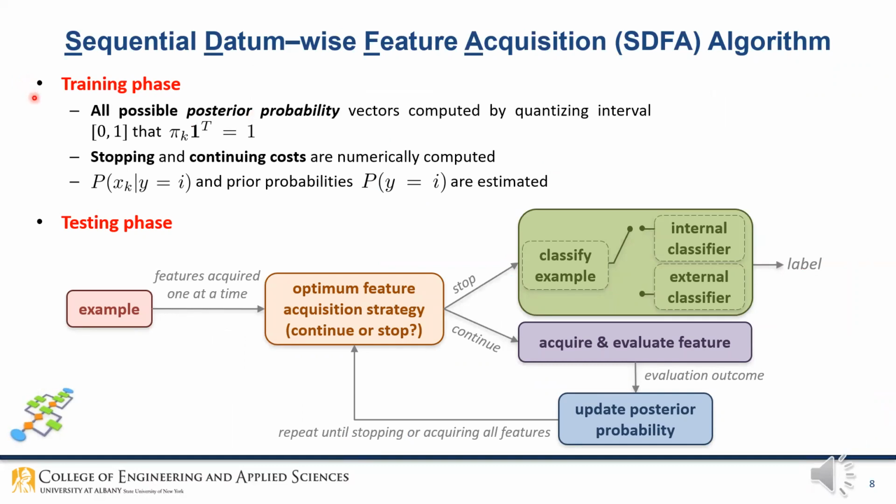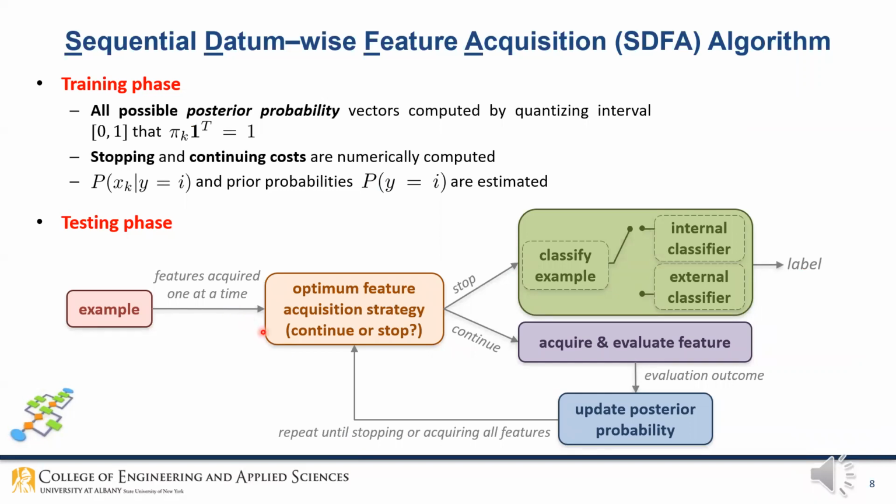The proposed STFA algorithm consists of a training and a testing phase. In the training phase, the interval from 0 to 1 is appropriately quantized to generate all possible posterior probability vectors, and then stopping and continuing costs are numerically computed. In the testing phase, features are sequentially acquired using the numerical solutions determined during training.